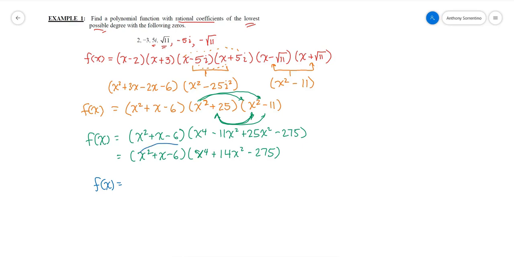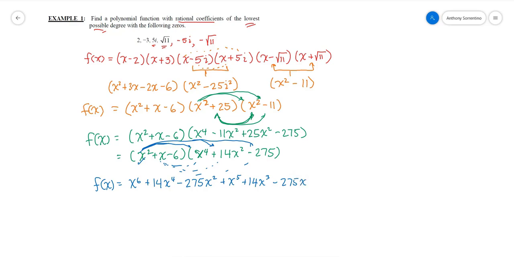Which means I'm going to do x squared times x to the fourth, which is x to the sixth. X squared times 14x squared will give me a 14x to the fourth. X squared times a negative 275 is a minus 275x squared. Now, that takes care of this one. The x's, I'm going to say x times x to the fourth is going to give me an x to the fifth. X times 14x squared is going to give me a 14x cubed. The x times a negative 275 is going to give me a minus 275x.